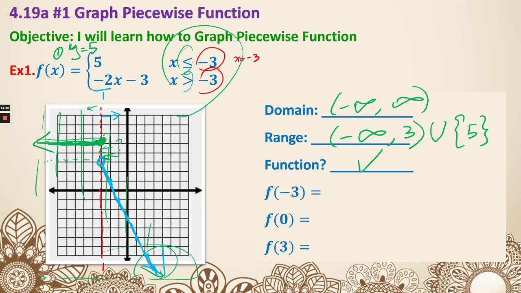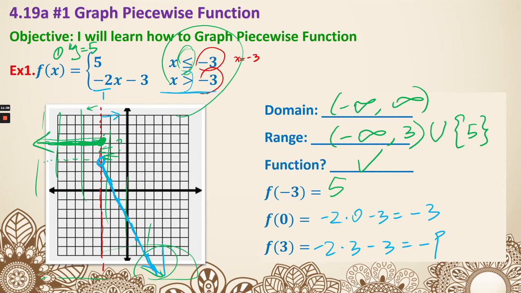f of negative 3, negative 3 has an equal sign on the first function, so f of negative 3 is 5. As for f of 0, it is clearly in the second domain because it's greater than negative 3, and I need to use the second one, negative 2 times 0 minus 3, which is negative 3. Next one, x is 3, clearly that's also in the second one, so negative 2 times 3 minus 3, which is negative 9. That is my example 1.